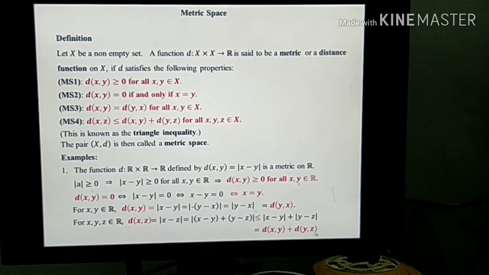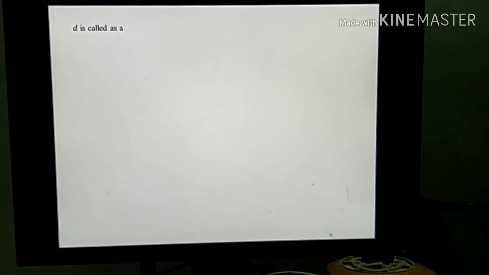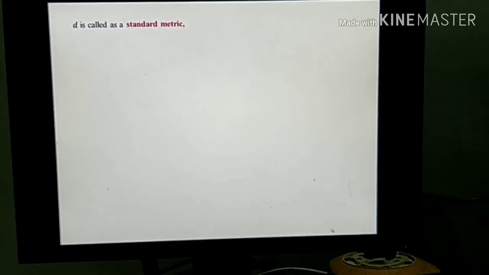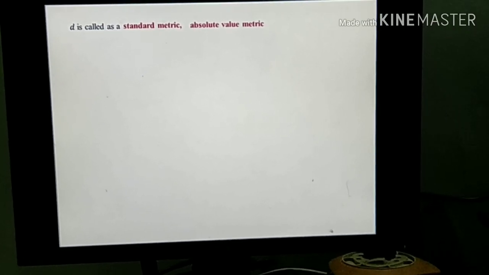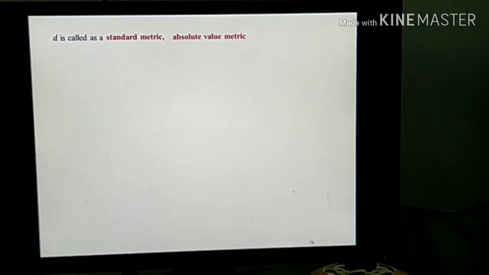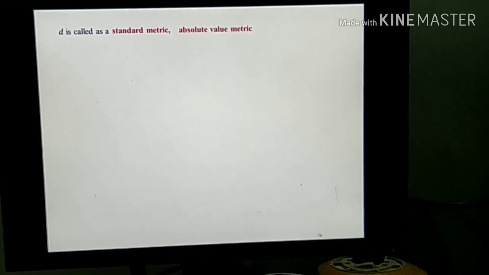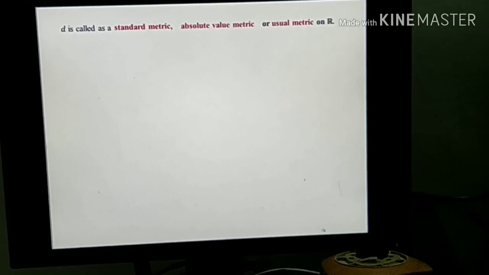As it is the standard definition of distance between real numbers, this metric is also called the standard metric, and it is defined by the absolute value. It is also called the absolute value metric, and it is our usual distance between real numbers. Therefore it is also called the usual metric on R.